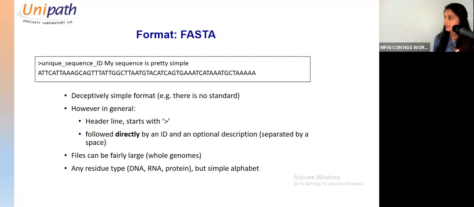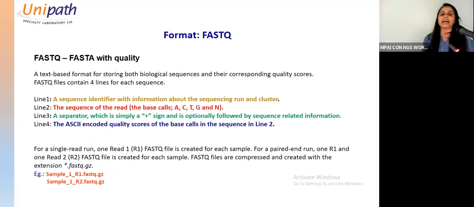Now this is FASTQ, as the name suggests, FASTA plus quality. That makes FASTA to FASTQ. In FASTA, you have two lines. First is the header, followed by the sequence. Now here you have 4 lines. Why 4 lines? Because you have quality in it. That's why you have the sequence header, then the sequence, then it's just a separator, and then you have quality for each of the bases which are shown in the sequence.